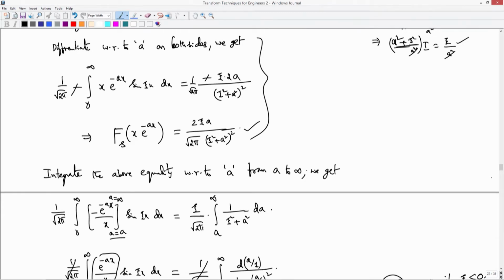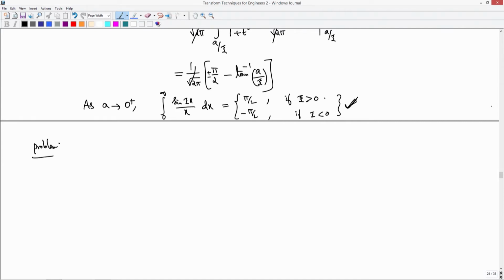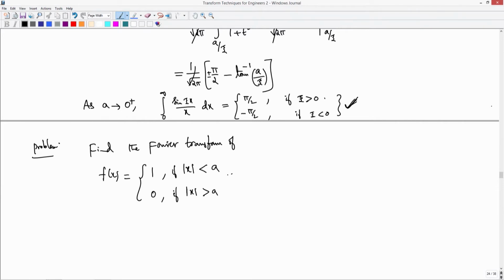Okay. So, we will do some more problems now to find Fourier transforms, and then using that we can show something. So, let us start doing some Fourier transforms now. I will find the Fourier transform of the function f x, which is defined as 1 if mod x is less than, let us say, some a, and 0 if mod x is greater than a. Such a function you can easily plot: in the open interval minus a to a it is 1, otherwise it is simply 0.